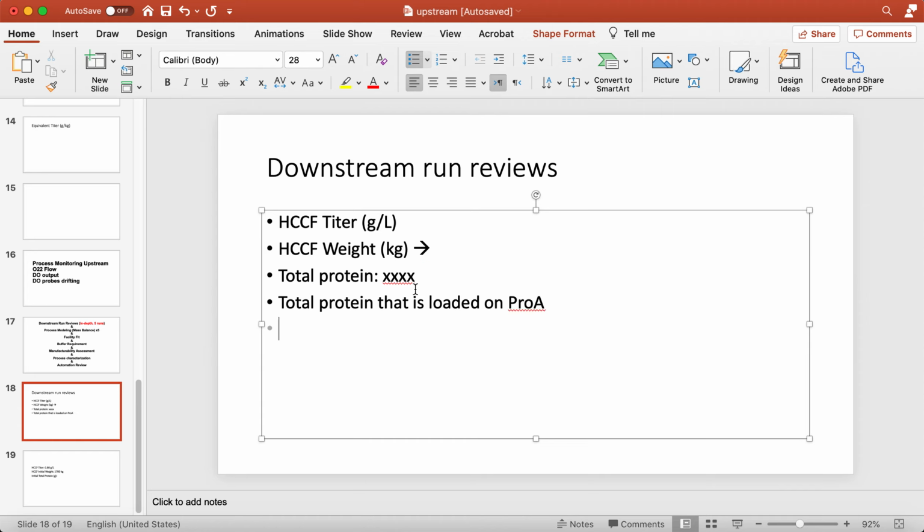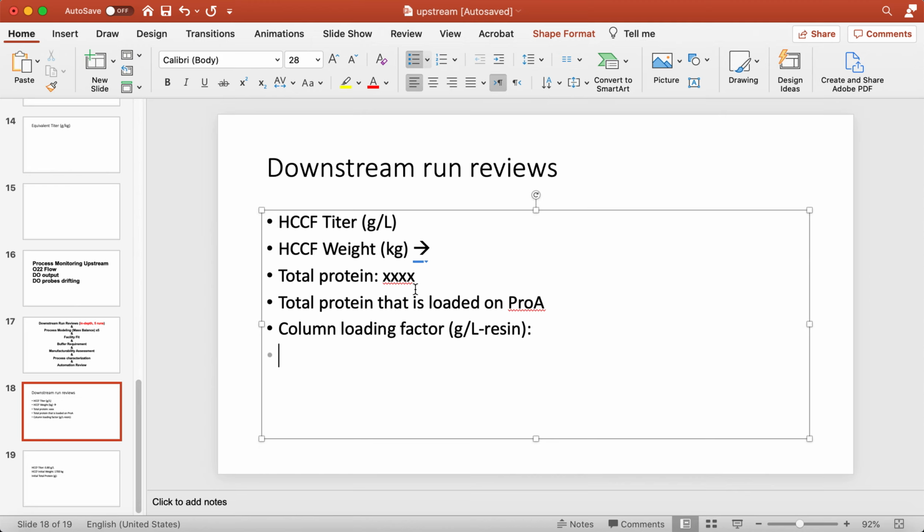Then you're going to go into column loading factor, grams per liter of resin. So let's say you have 5 cycles, you look at per cycle how much loading, what the column loading factor is.